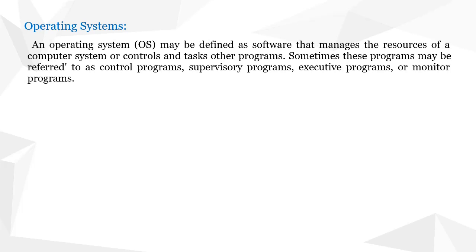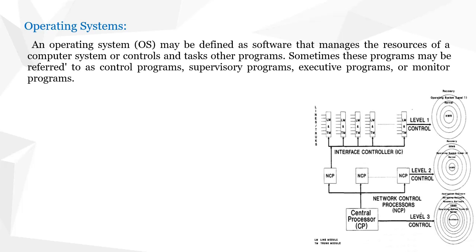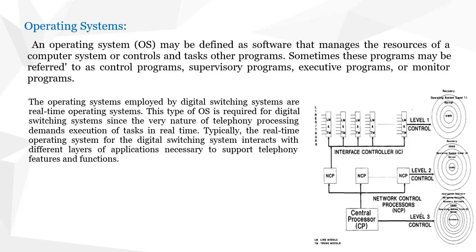As you know, every digital switching system has an operating system as a part of its software architecture. Any operating system may be defined as software that manages the resources of a computer system or controls and tasks other programs. This you are already familiar with. Sometimes these programs may be referred to as control programs, supervisory programs, executive programs, or monitor programs. So this is just giving you the definition of an operating system in general. And the same holds good for digital switching system. And from the figure, you can see that at every level, there is an operating system which is being used to control the different operations.